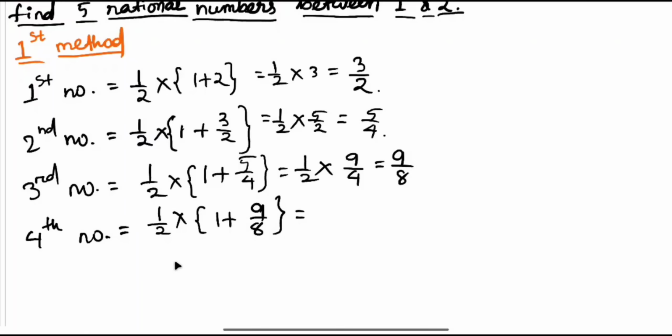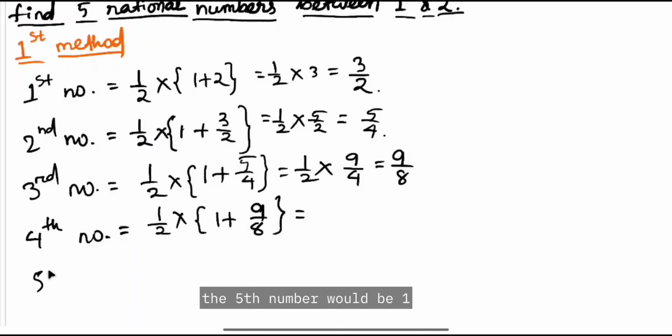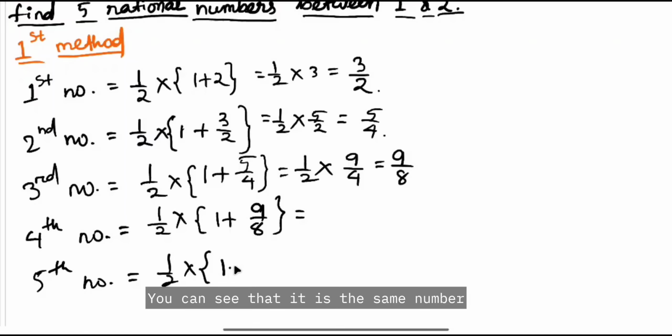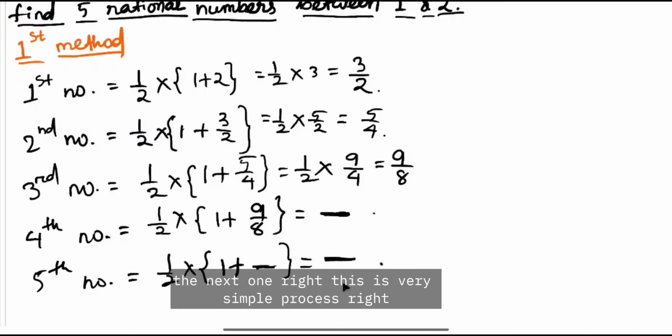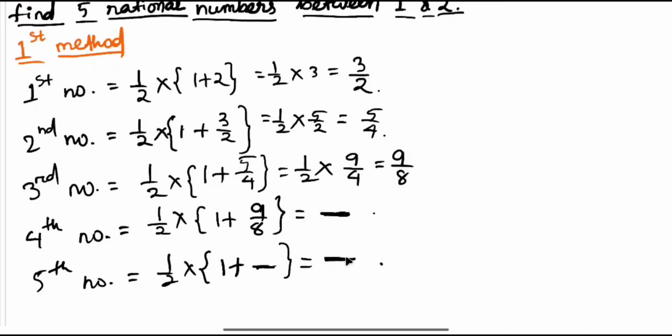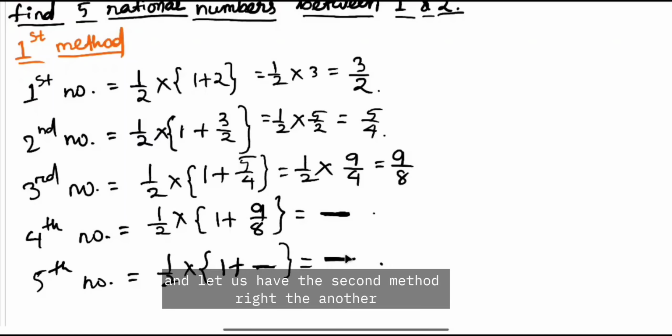Clear? And then the fifth number would be 1 by 2 into the same 1, and whatever new number you form, put it in, then we would have the next one. This is a very simple process. So you can choose this one. And let's have the second method. The alternative method will be like this.